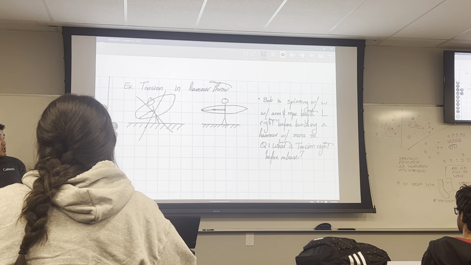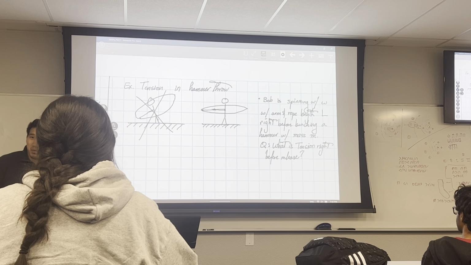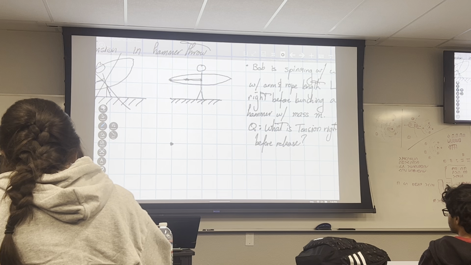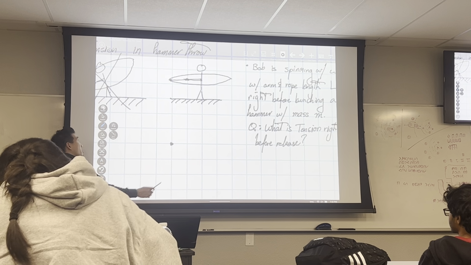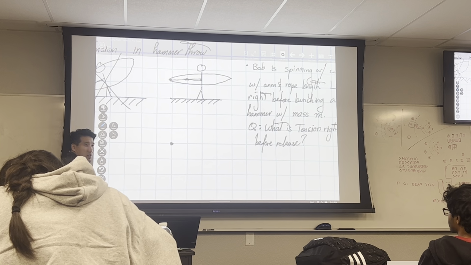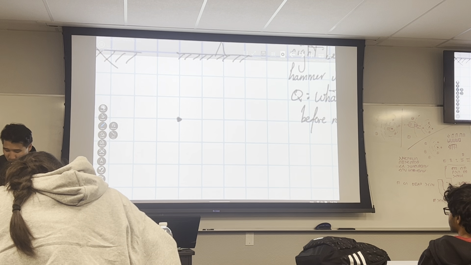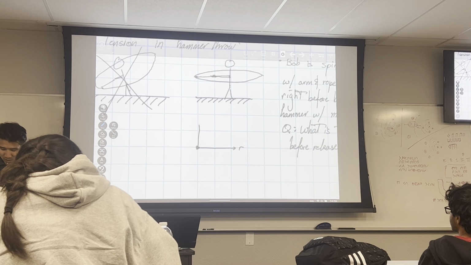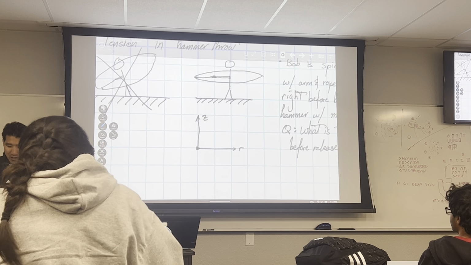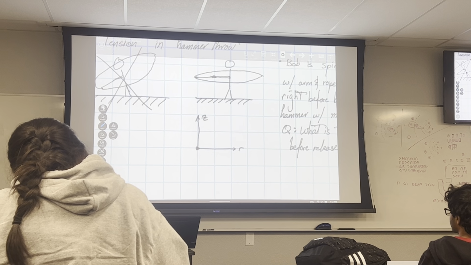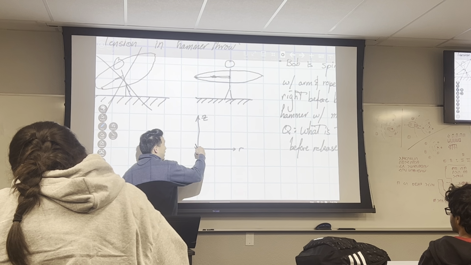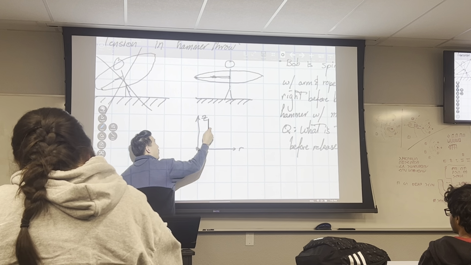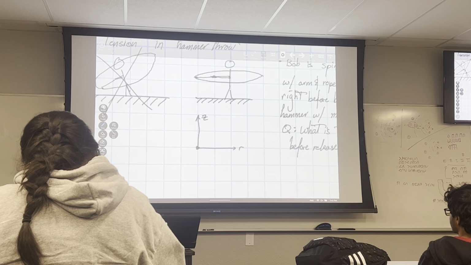Well, this is a dynamics problem, and so we always want to begin by drawing a free body diagram. Our origin is going to be where the rock is, so the rock is going to be right here, and we need to make sure that we're drawing the correct axes. So this is the radial direction, this is the z direction, and the tangential is going in and out of the page. So we're drawing the free body diagram for this specific instant in time.